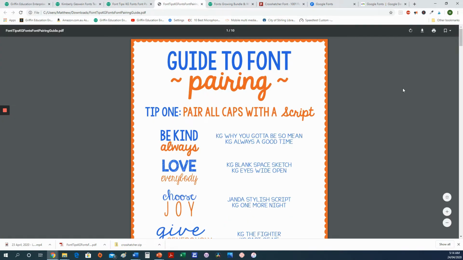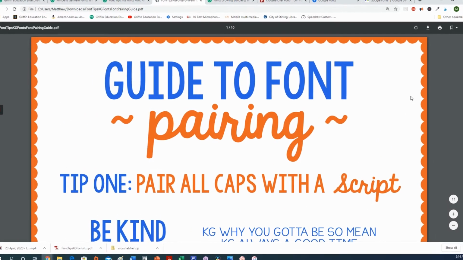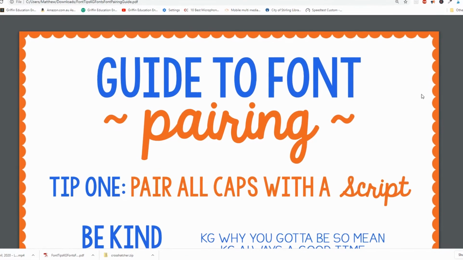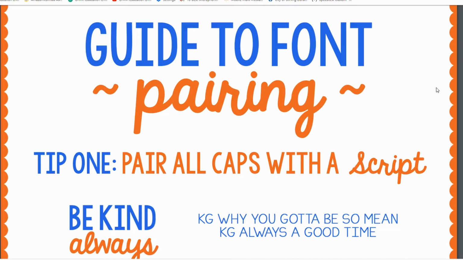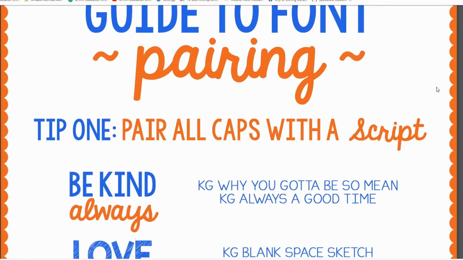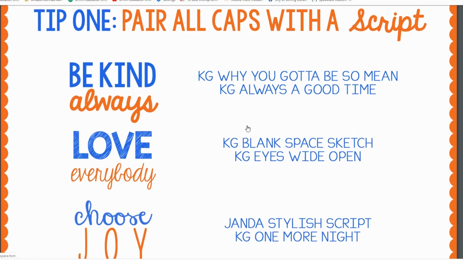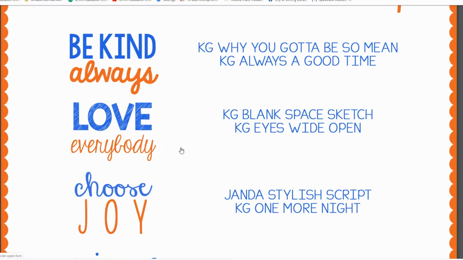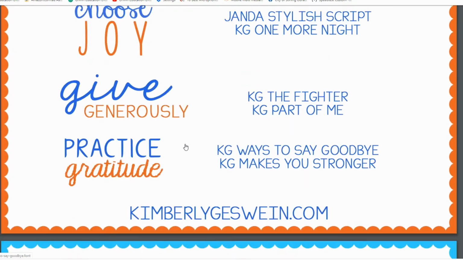So I'm currently at the top of the page. She walks you through some tips that help your typography look amazing. The first tip she suggests is pairing all caps with a script. This is probably the one that I use the most, if I'm being perfectly honest, in my thumbnails. As you can see, it looks incredible. The moment I opened this up, I went, wow, I'm definitely going to be using that form of typography.